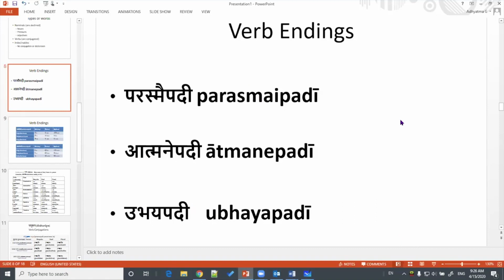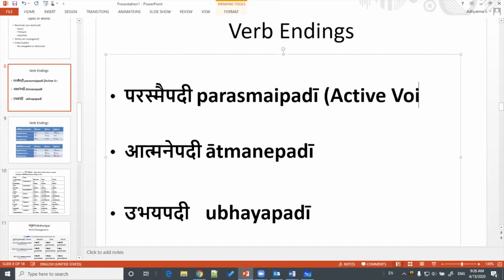Now, in many of the books, you would find that this word has been translated as active voice. And this one has been translated as middle voice. And then there is another thing called passive voice. Now it can cause some confusion because in English, first of all, there is nothing called middle voice. And secondly, it seems like it's a different voice, but it's not actually.